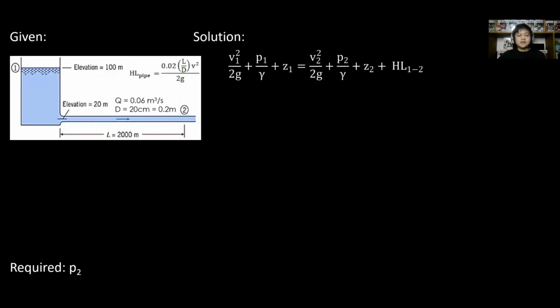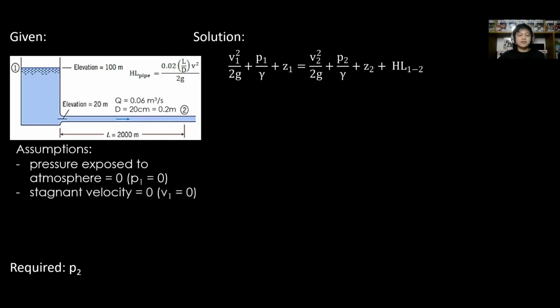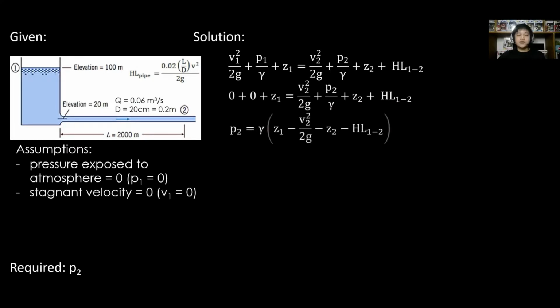First is the BE equation for points 1 and 2 with head loss. For assumptions, pressure exposed to atmosphere is 0. Thus, P1 is 0. Next, stagnant velocity is 0. Thus, V sub 1 is 0. Update the equation and rearrange for the unknown P sub 2.